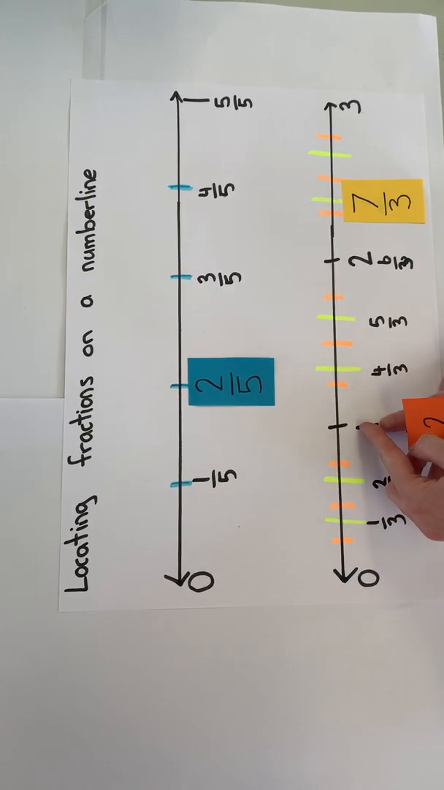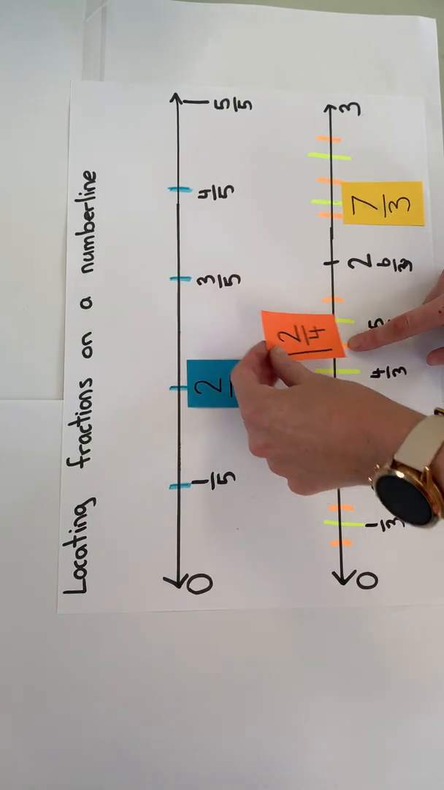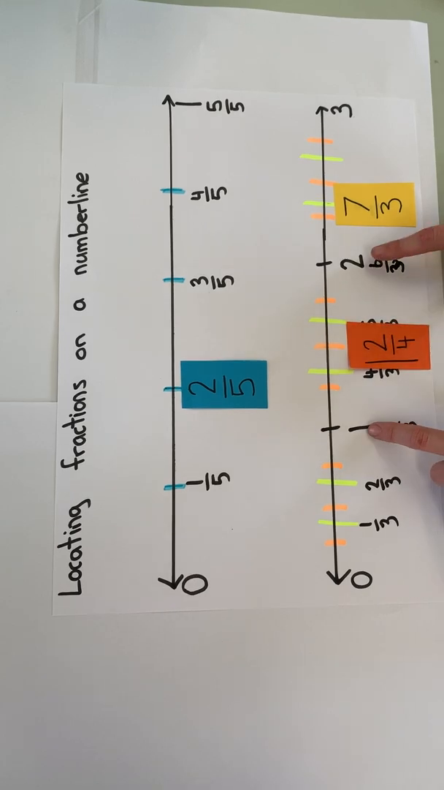Okay, so we're going to look at the orange because they're our fourths. We got 1/4, 2/4, and that's where it goes, just here, halfway between 1 and 2.